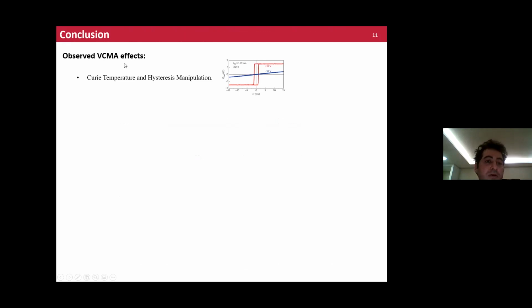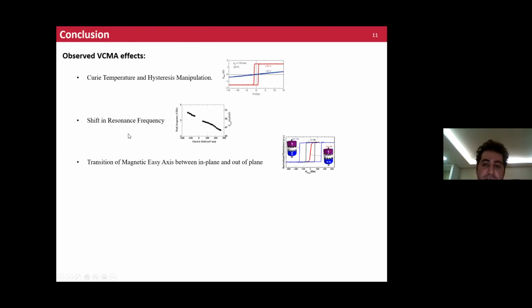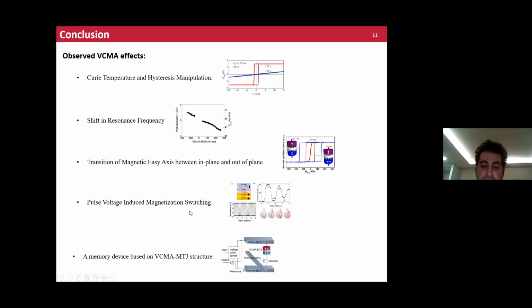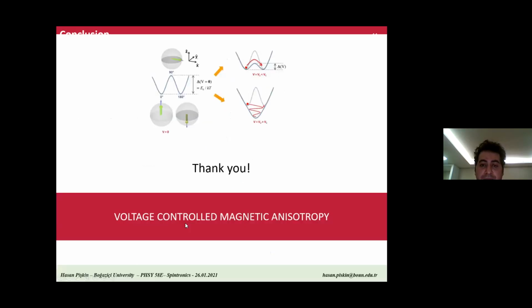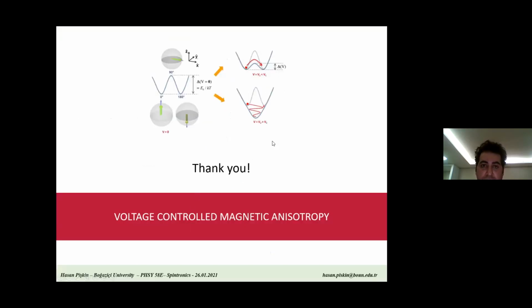For the conclusion, we discussed the manipulation of Curie temperature and hysteresis, and we discussed the shift in resonance frequency as a function of applied electric fields. And we discussed the magnetic easy axis switching between in-plane and out-of-plane. And we discussed pulse voltage induced magnetization switching. And we discussed a device based on this concept. That's all I wanted to talk about for this voltage controlled magnetic anisotropy.